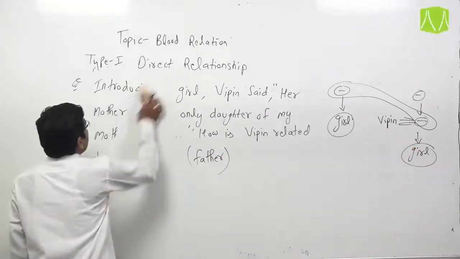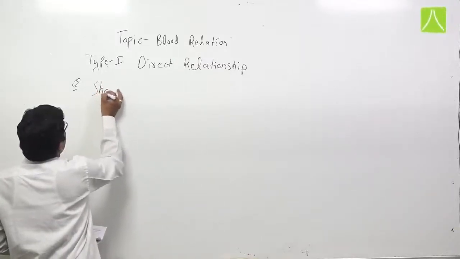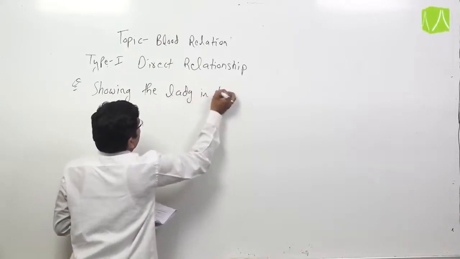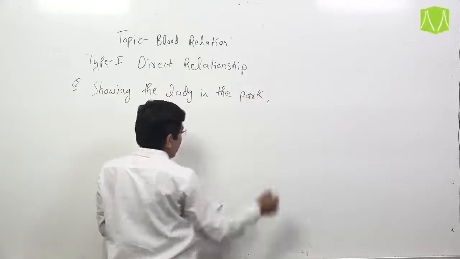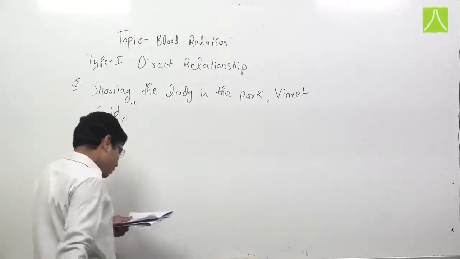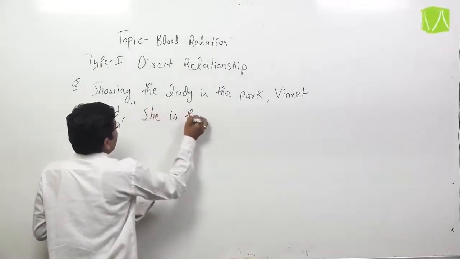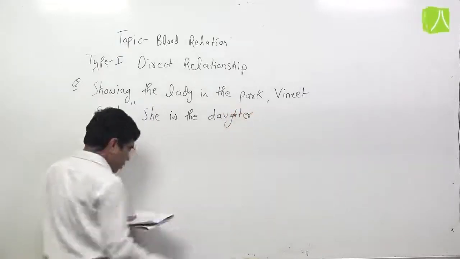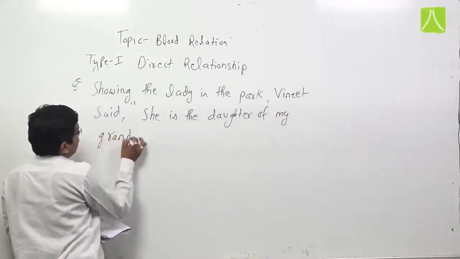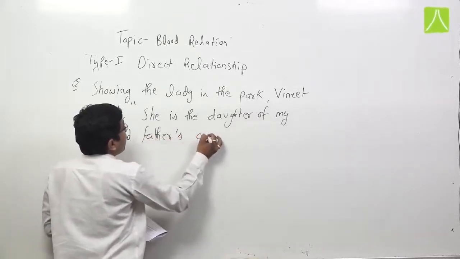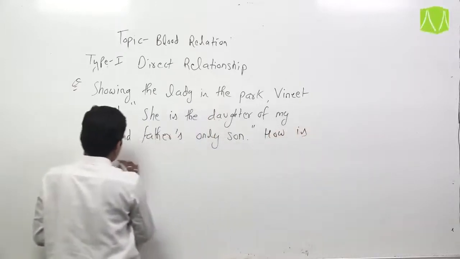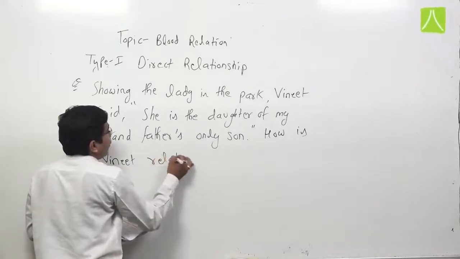Now take the next example. The question is: showing the lady in the park, Vinith said, she is the daughter of my grandfather's only son. How is Vinith related to that lady?